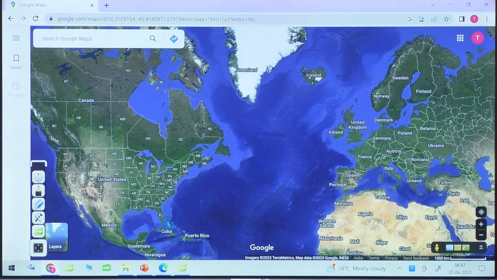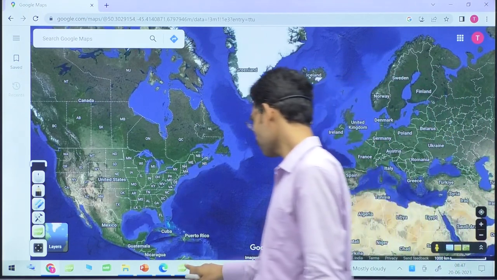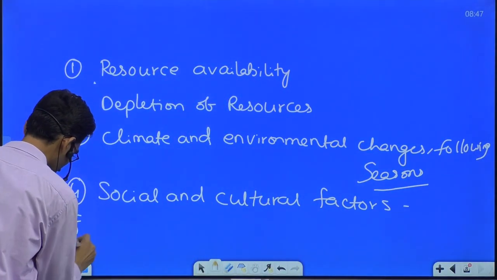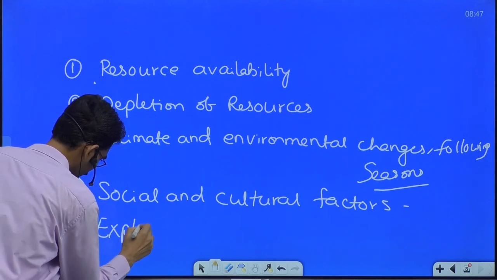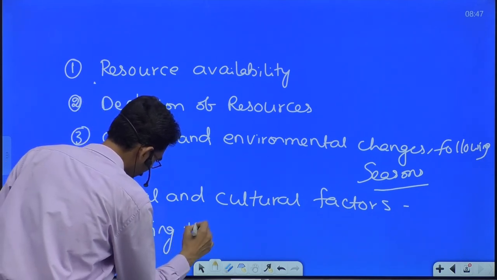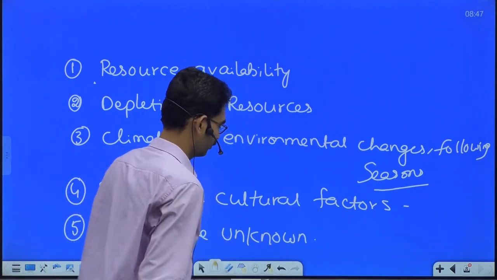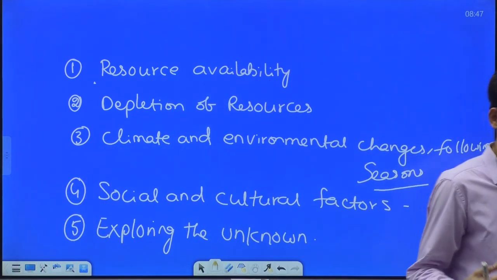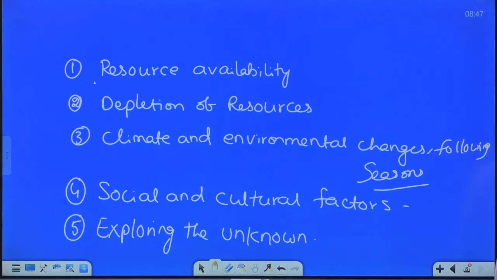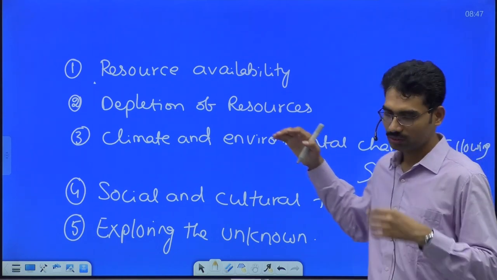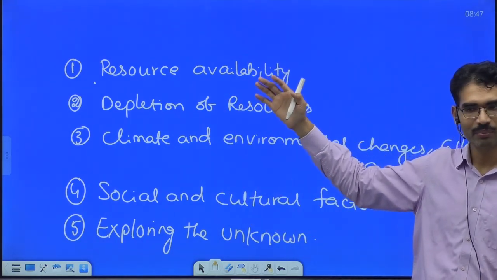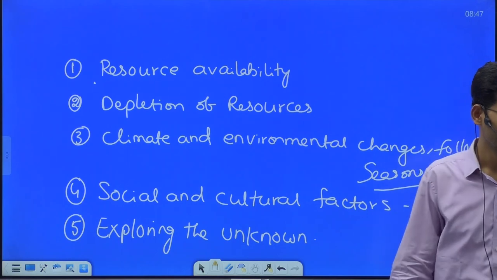Next one, last point, exploring the unknown. Out of curiosity also, some people may migrate. These points you can use readymade wherever needed.